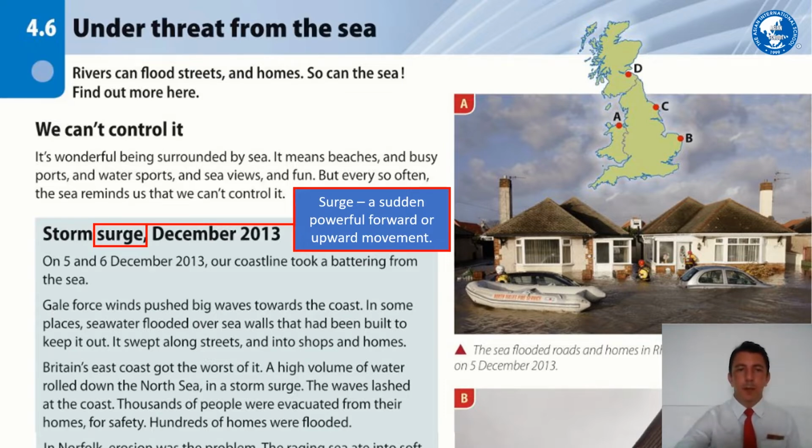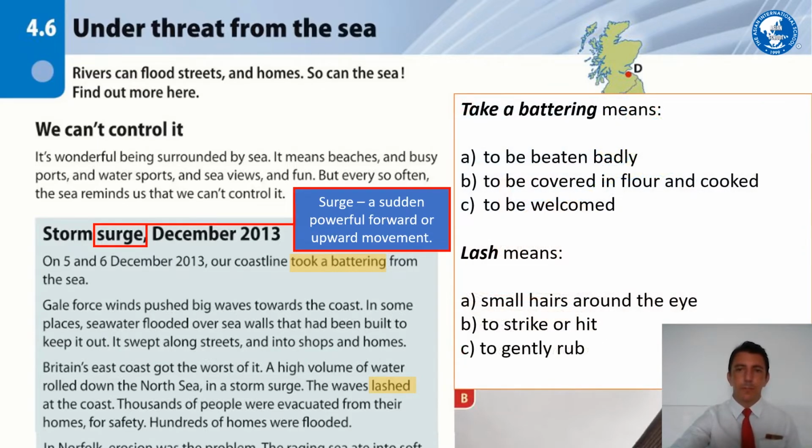Let's look at a little bit of the vocabulary for here. Took a battering. So the coastline took a battering from the sea. Lashed. The waves lashed at the coast. So, take a battering, what do you think it means? A, to be beaten badly. B, to be covered in flour and cooked. Or C, to be welcomed. The coastline took a battering from the sea. It was beaten badly.